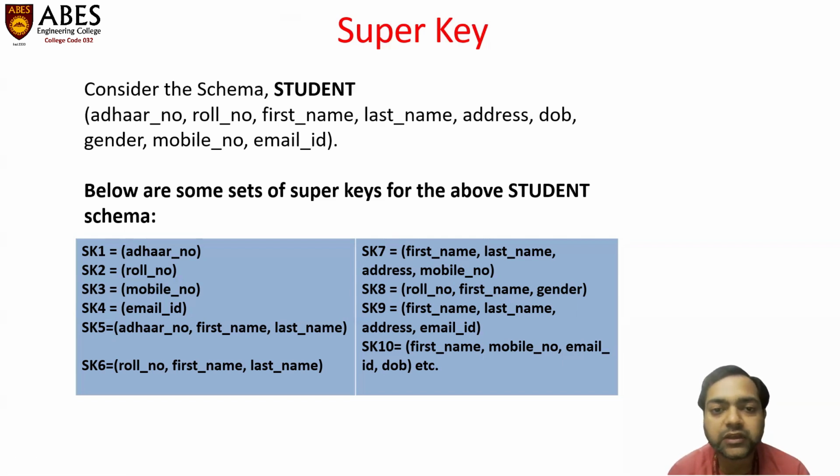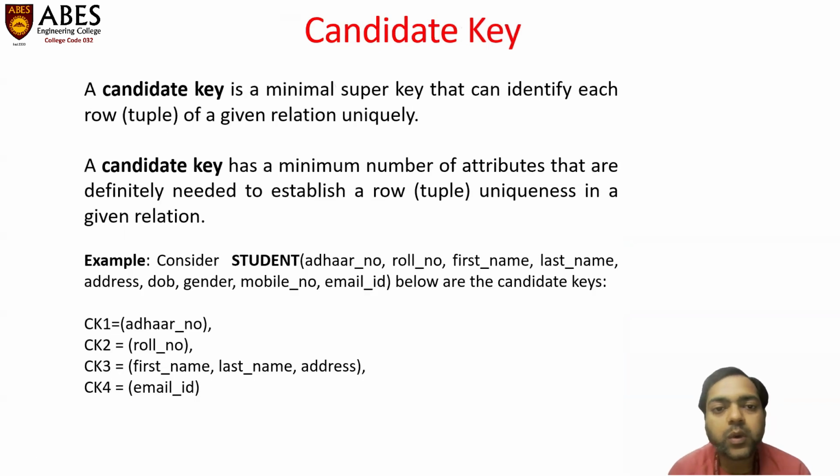So basically, in the case of a super key, if we identify a particular attribute that can uniquely identify a particular row in a table, and we can add any other column to that attribute, we can say that that set of attributes can also be a super key. So we can have multiple super keys possible in our relation. Now we'll move to a candidate key. What is it? It is a minimal super key that can identify each row or tuple of a given relation uniquely. What does it mean?